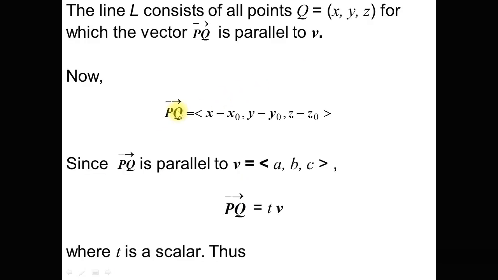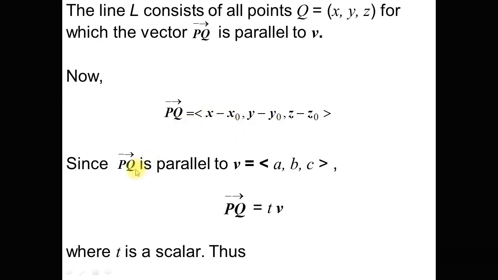Now this PQ vector will be x minus x naught. PQ means Q minus P: subtracting the point P from the point Q, we obtain a vector. x minus x naught will be the x component, y minus y naught will be the y component, and z minus z naught will be the z component. So this is the PQ vector.